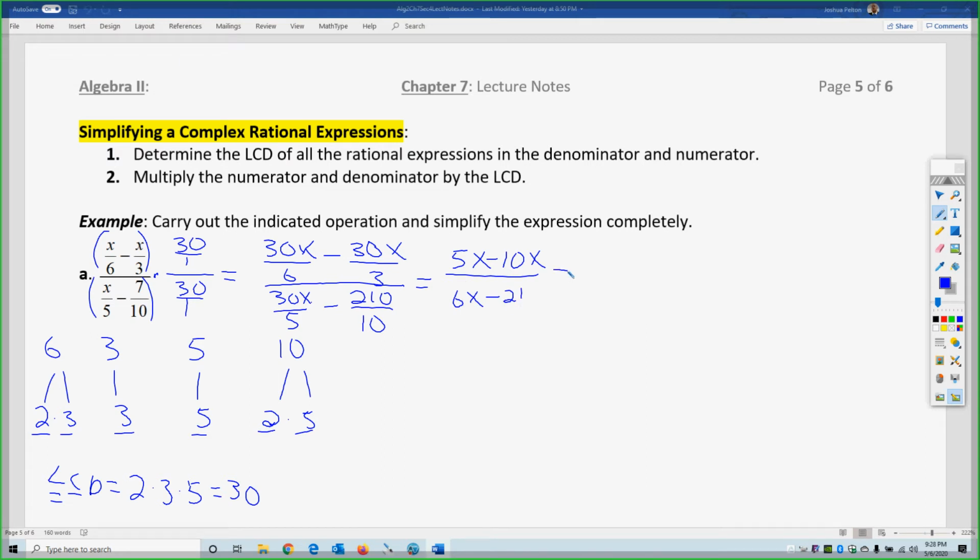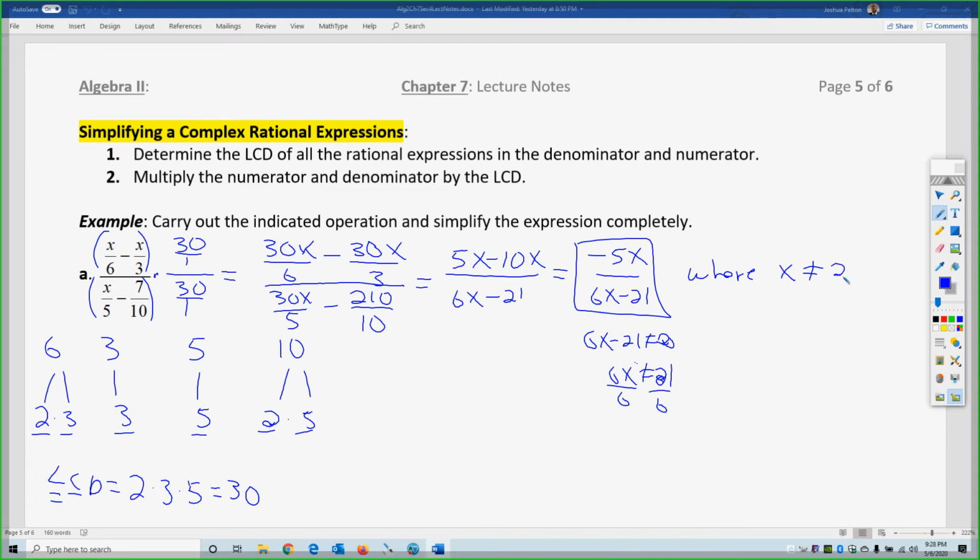So the numerator can be combined because they're like terms. The denominator is not. So it's negative 5x over 6x minus 21, where x cannot equal, well, I have 6x minus 21 here, right? So 6x minus 21 cannot be 0. So 6x cannot be 21. So if I divide by 6, x cannot be 21 over 6. Okay. All right, let's try example problem B.